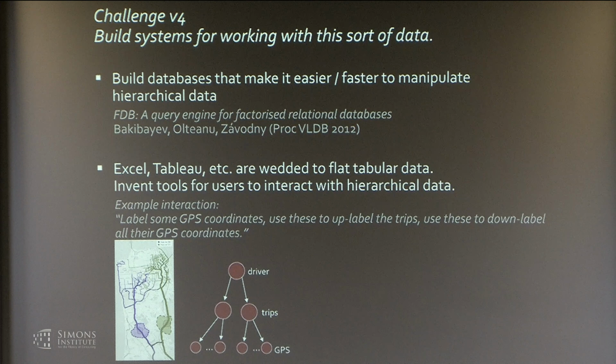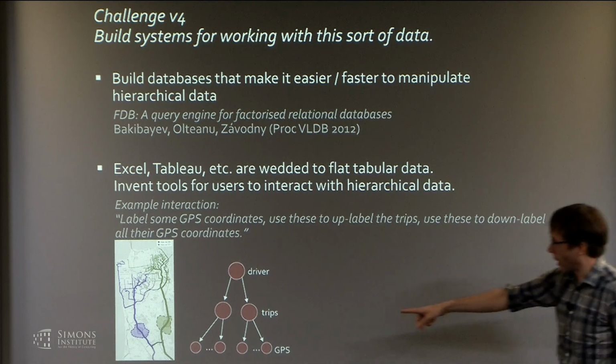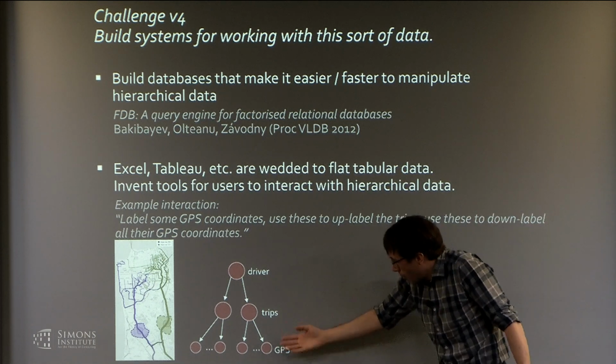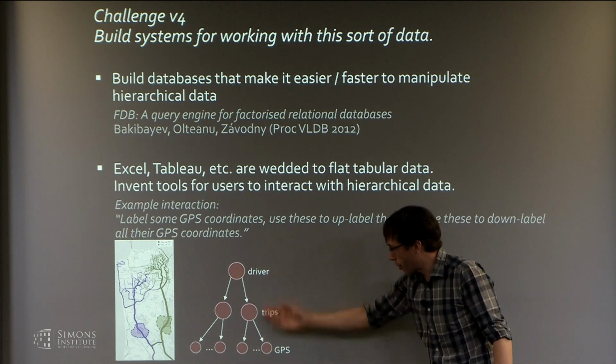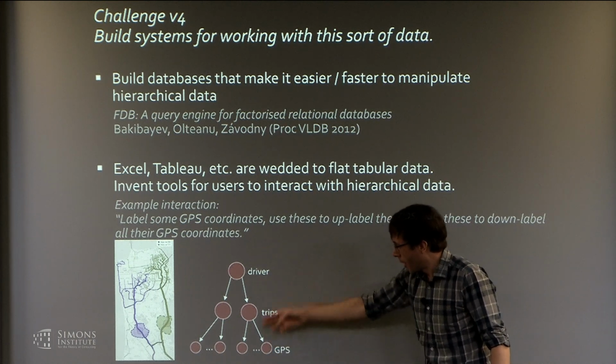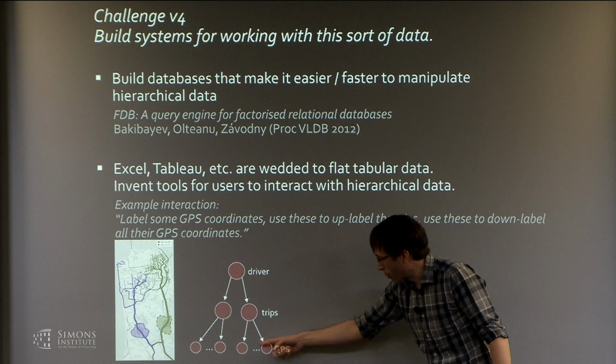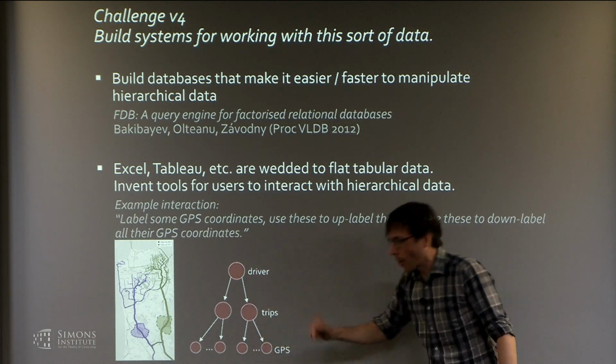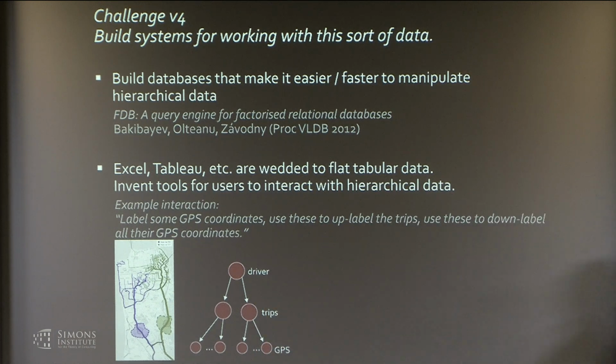And the trouble is, Excel and Tableau and all of its friends are completely and utterly wedded to flat tabular data. They're great at looking at a single level of the hierarchy, but if you ask the most moderately interesting questions which involve jumping up and down, like identify all trips which go through a certain region, then color code all the GPS points from those trips, those sorts of questions, there's just nothing available to people to use.